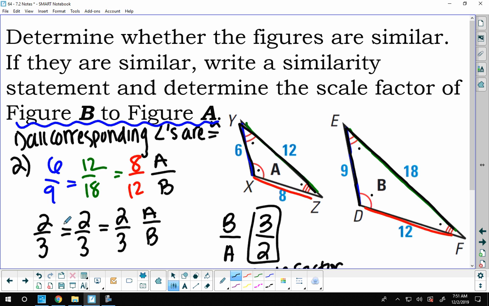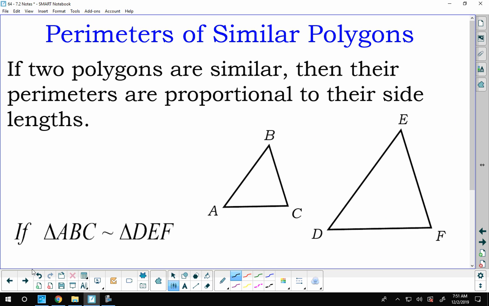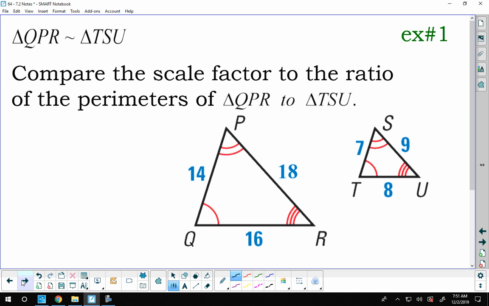So here we compared A to B. If I take the perimeter of A and compare it to the perimeter of B, I should get 2/3. So that's what this is saying. Here, the scale factor is going to be the same as the ratio of the perimeters. So compare the scale factor to the ratio of the perimeters.